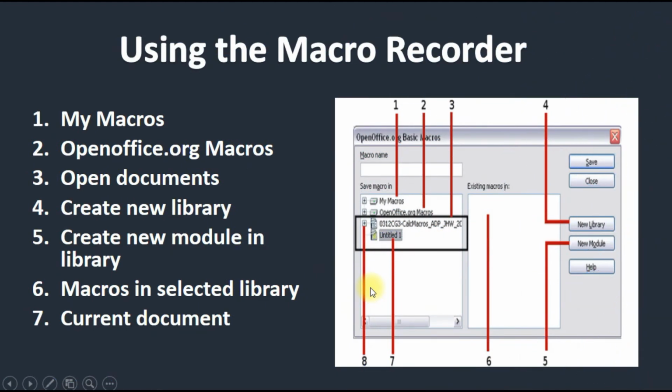So we are just going to see the screen of macro recorder. And in this dialog box, first of all, you have here My Macros in the first line. Then second point is OpenOffice.org. Then third you have open documents. Then fourth you can create the new library. Fifth point you can create the modules. Then sixth you just see macros in selected library. Here your macros in selected library will be shown. Then seventh is the current document you are selecting. So this is a simple screen of macro recorder.